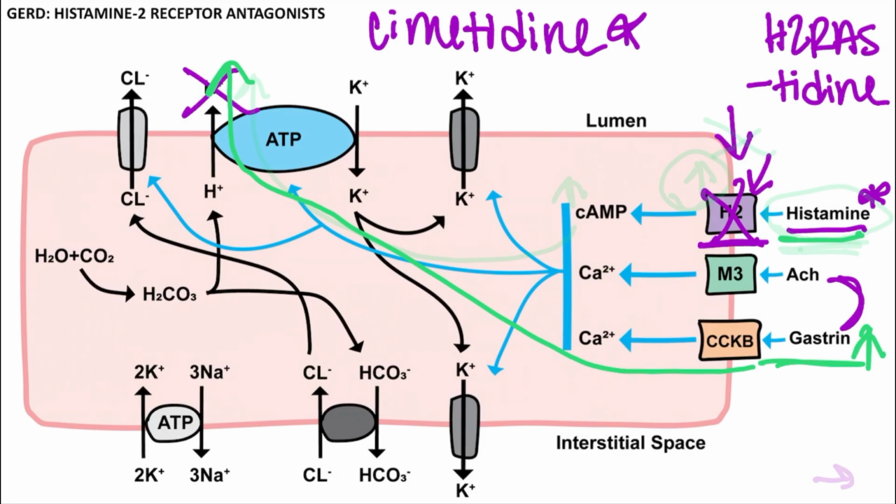So rebound can also occur with these agents because the body is going to try and compensate for this blockade with receptor upregulation of these histamine 2 receptors. So if you abruptly stop these agents, all of this histamine can now bind more receptors, leading to an amplified signaling to secrete gastric acid. So they will have to be tapered off of an H2RA if for whatever reason the patient needs to stop this agent.